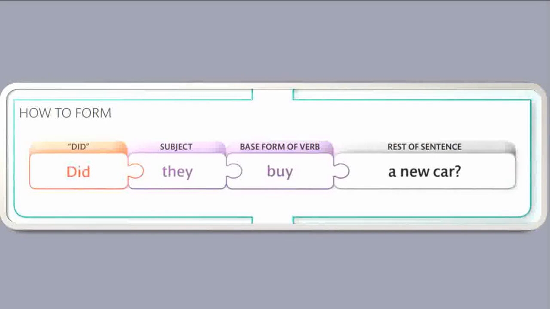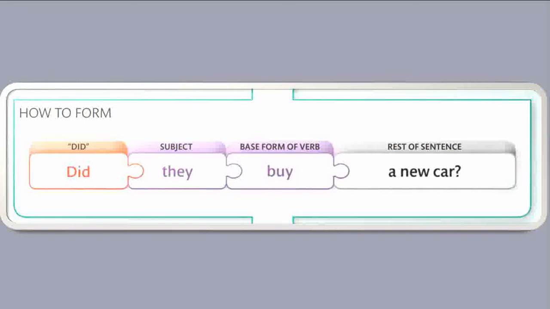Let us see the structure of this question. We have the did as the first word. We have the subject. Subject can be any noun or pronoun. The base form of the verb, that means the way the word occurs in the dictionary, that is the base form. Base form is always without an inflection like ing or ed, etc. And then we have the rest of the sentence. And since it's a question, we have a question mark. Let us read the question. Did they buy a new car? At this moment, you may construct a sentence on your own and record it in your notebook.